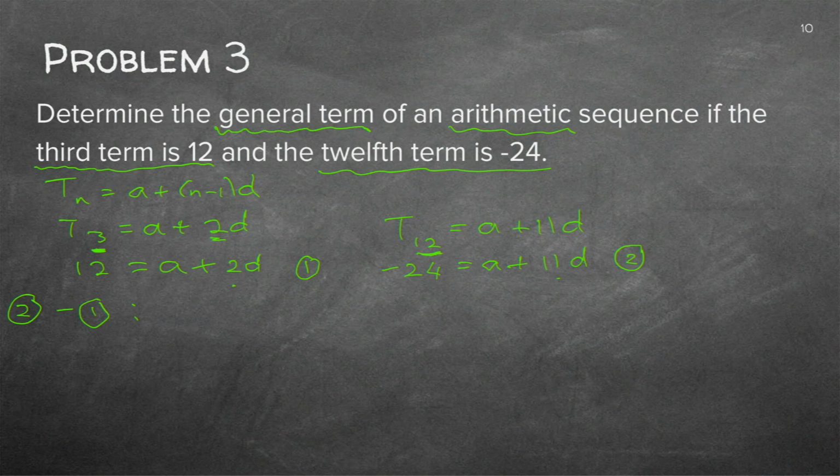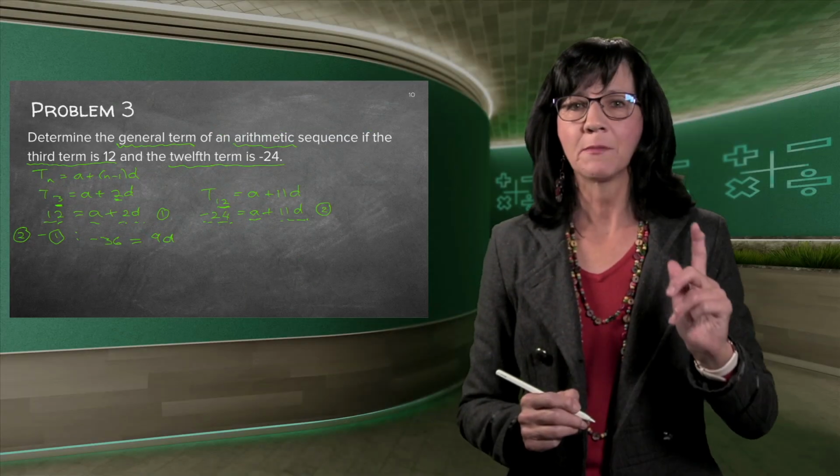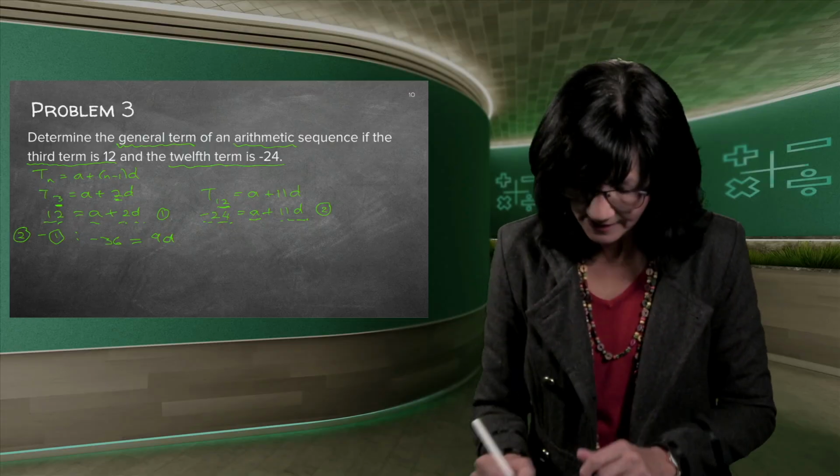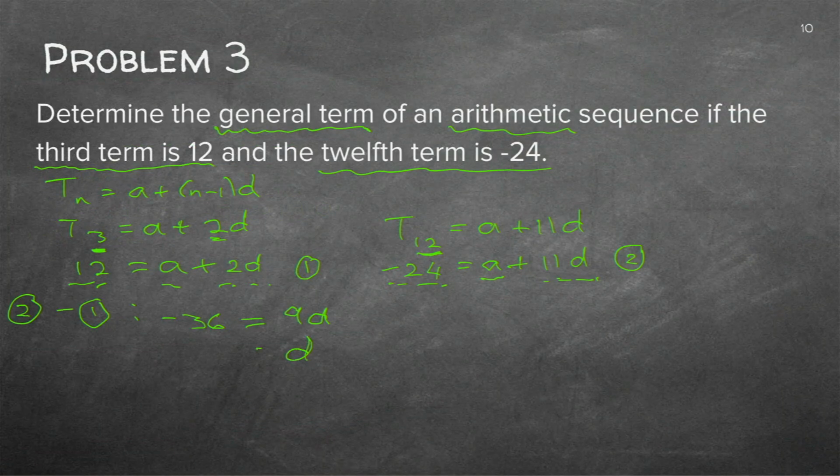So I'm going to start on the right-hand side. 11d - 2d is 9d. a - a is just 0, so I'm not going to even write it down. -24 - 12 gives me -36. Be very careful with your signs. -24, but I must minus 12 from it, so it's -36. Now easily I can divide by 9, and I get the answer -4.